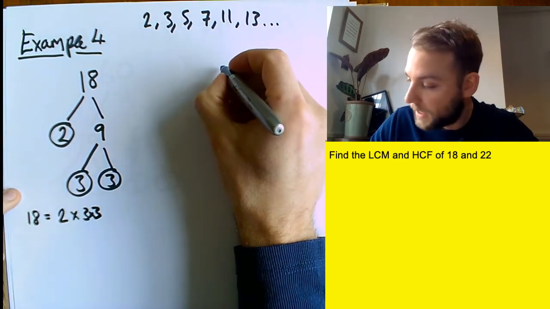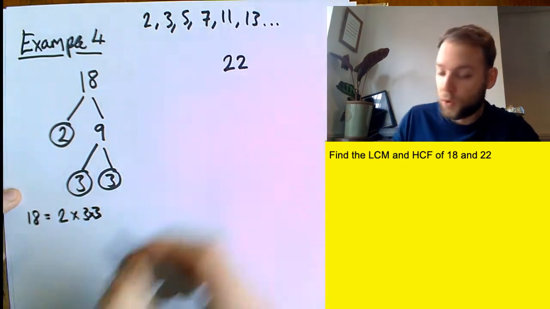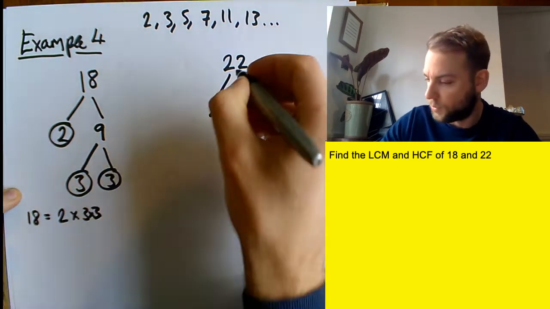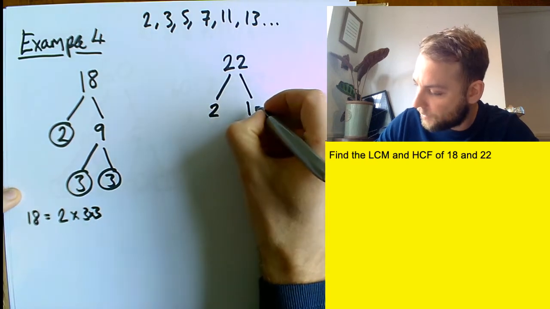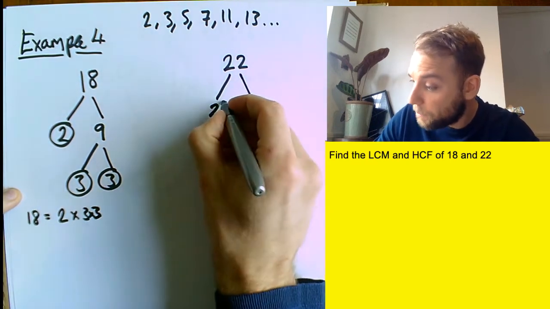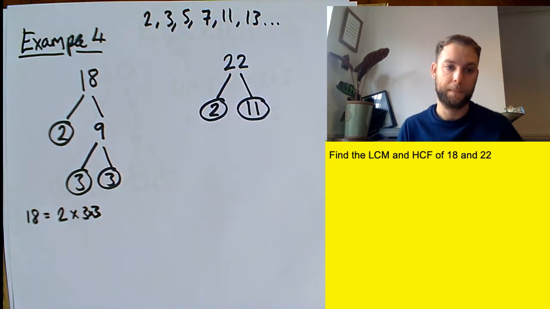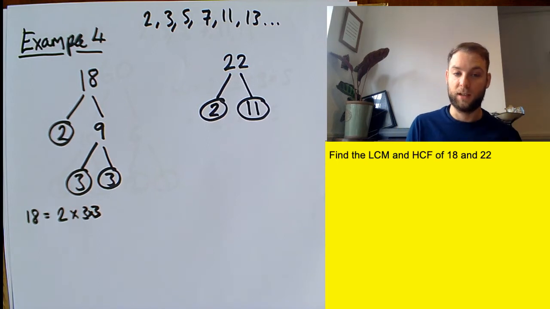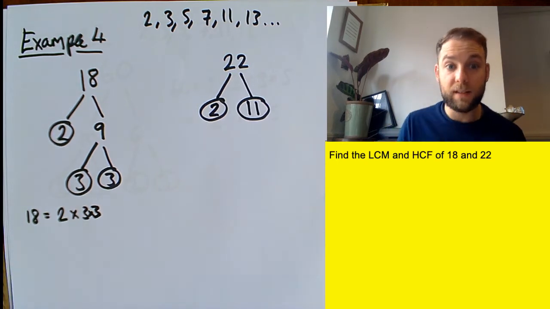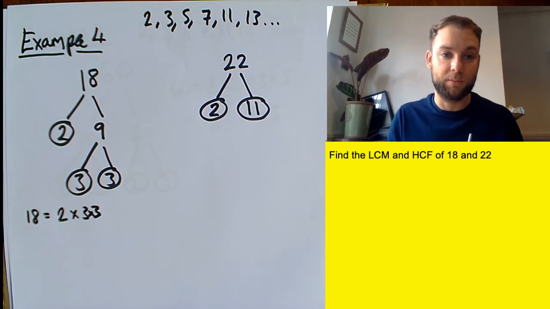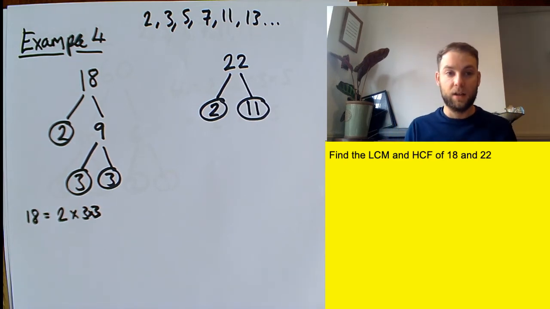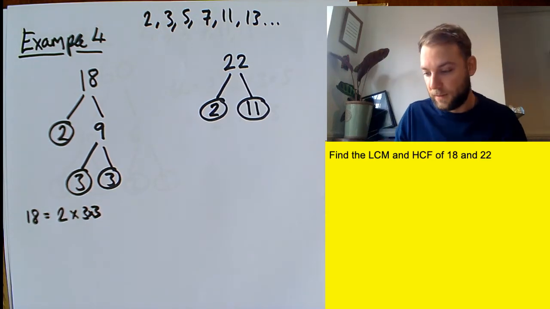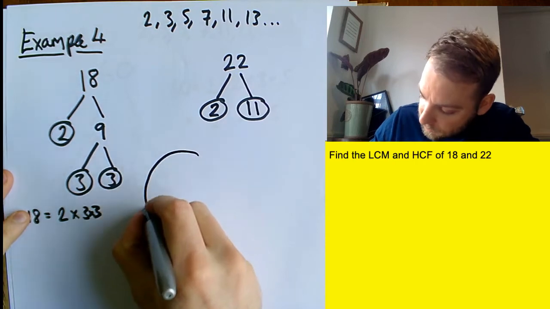So next up is 22. What numbers go into 22? Well, 2 goes into 22, and 2 goes into 22 11 times. Both of those are primes, so I'm going to circle both of those. This next part is the bit that people find a little bit tricky. What we need to do now is create a Venn diagram. A Venn diagram shows what numbers are in 18, what numbers are in 22, and what numbers are in both of them at the same time. So you draw a Venn diagram like so.